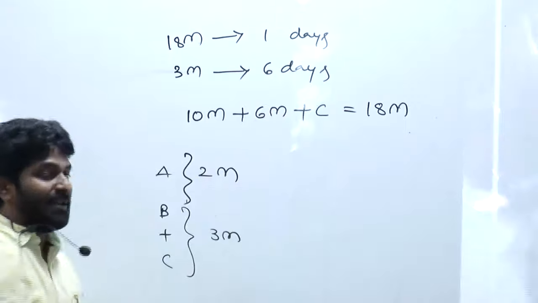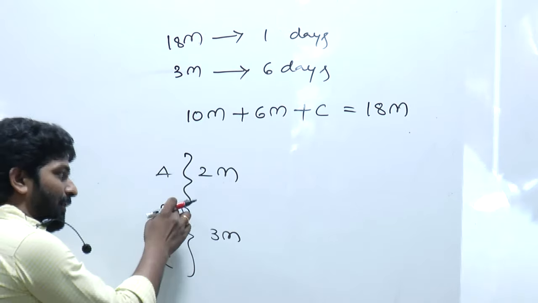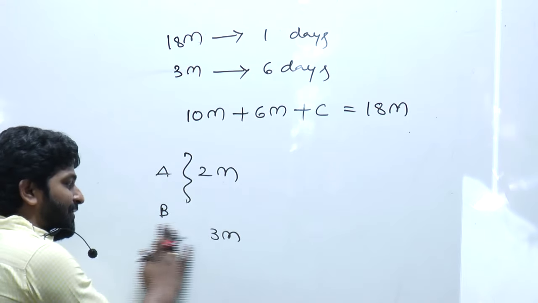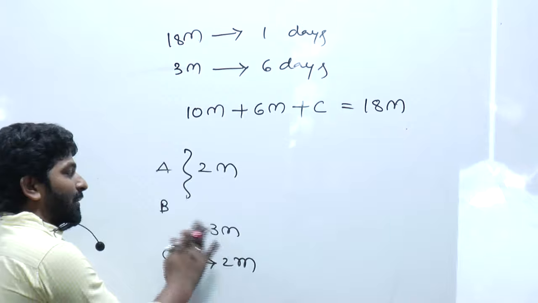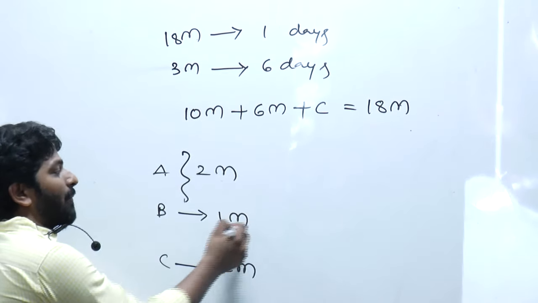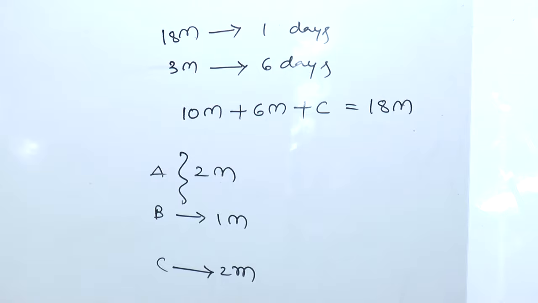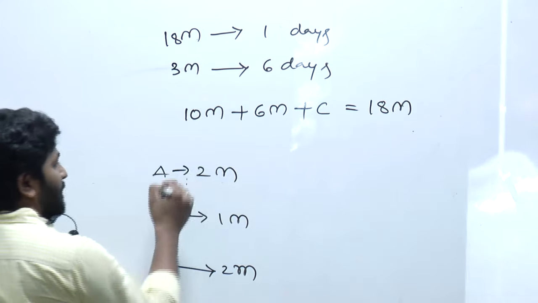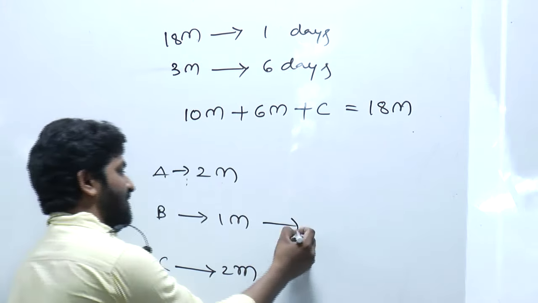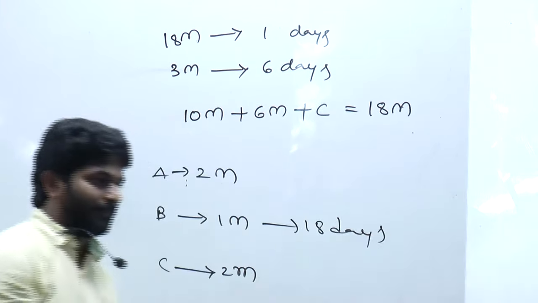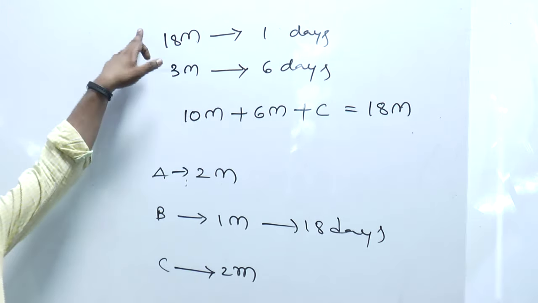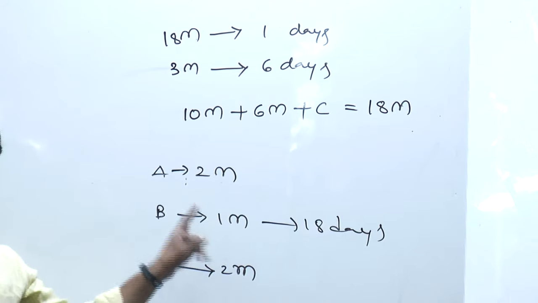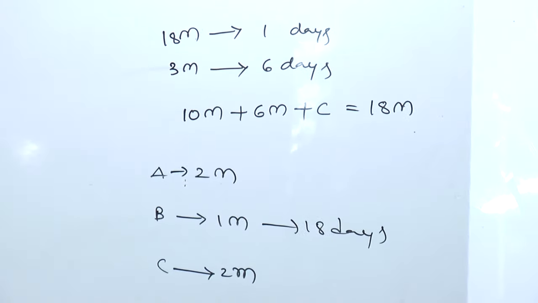Then what is the efficiency of C? 2 men. B and C together is 3 men. Out of this, C alone occupies 2 men work. Then what about B's work? 1 man work. Are you getting my point? 1 man can complete the work in how many days? Yes, we got this conclusion already. Before this statement we had that 1 man can complete the work in 18 days. B's efficiency is equal to 1 man. He alone can complete the work in 18 days.